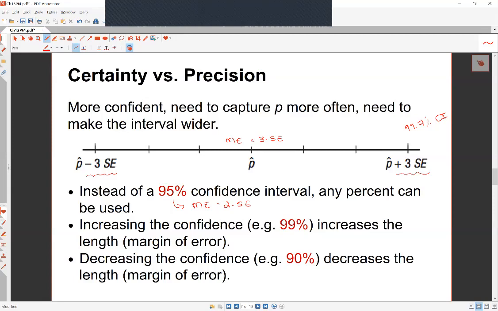Relative to that, you could increase or decrease the confidence level. But increasing the confidence level increases the length of your confidence interval and subsequently also increases the margin of error. Decreasing the confidence level will decrease the length of the interval, but therefore it also decreases your margin of error. Just remember, margin of error is always relative to the confidence level.